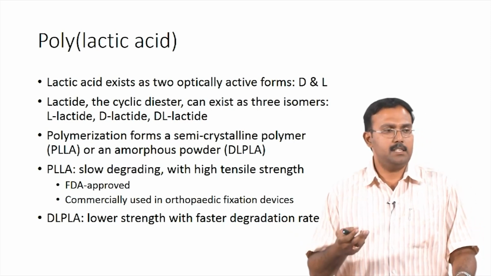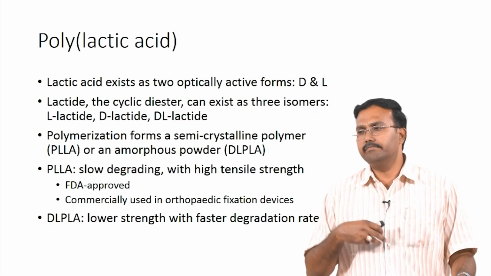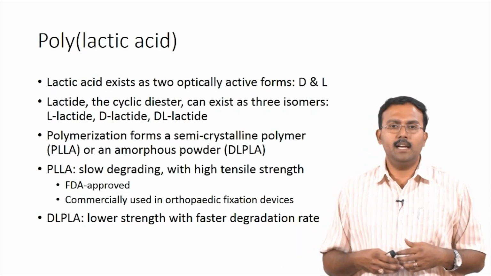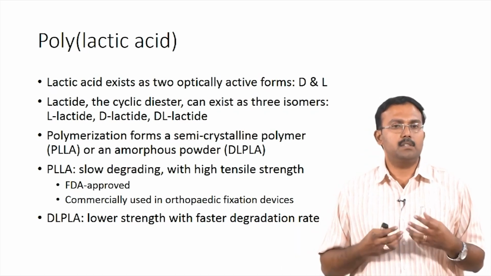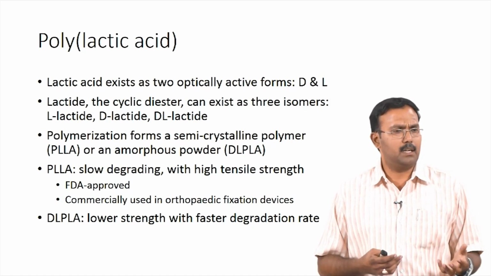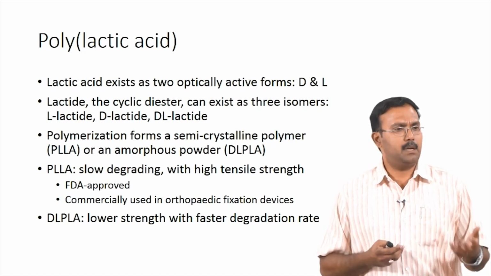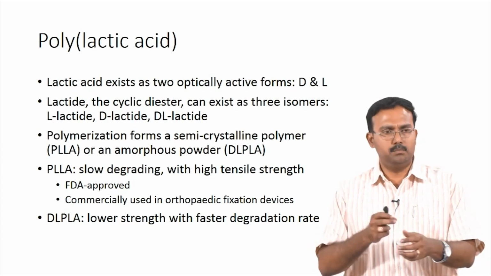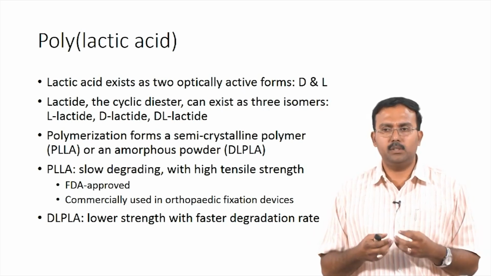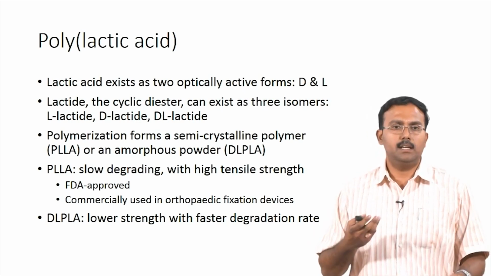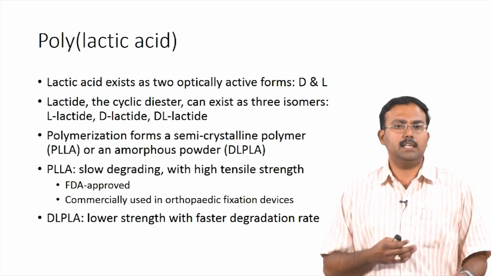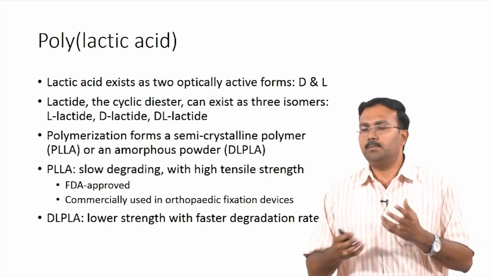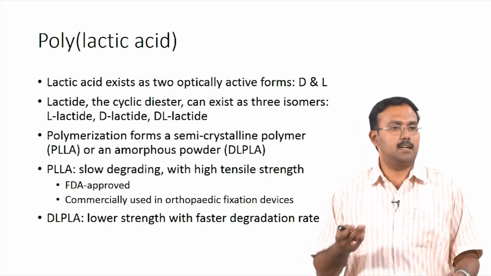So the advantage is you can actually tailor the strength and the degradation rate based on this. PLLA is slow degrading with very high tensile properties. Because of this, it has been studied for many bone applications. Commercially, it has been approved for orthopedic fixation devices, like bone screws and things like that. So they have actually used PLA for doing this. And the D and L combination has lower strength and a faster degradation rate. So we can try to combine these to get desired properties.